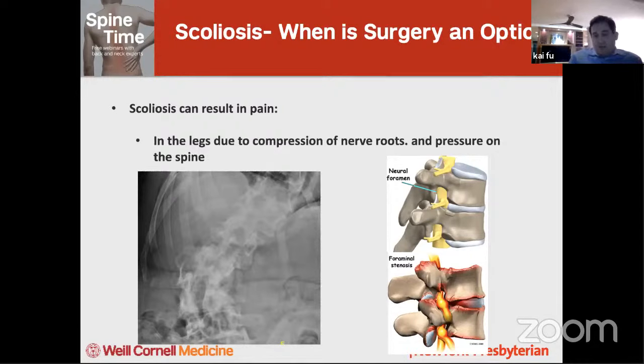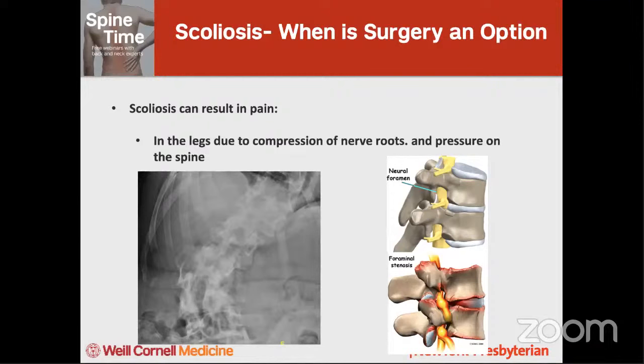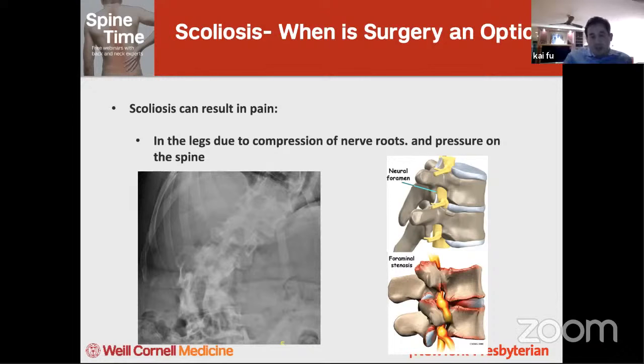And here on the right side is a little diagram which shows where the nerve comes out, the neural foramen. And on the bottom, you can see when that gets closed down, especially in the scoliosis, you can have nerve pain, and this can cause significant leg pain. This is one of the things that we look at when we have patients come in with leg pain, as well as back pain and scoliosis.